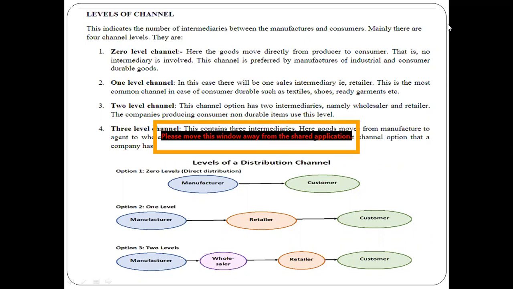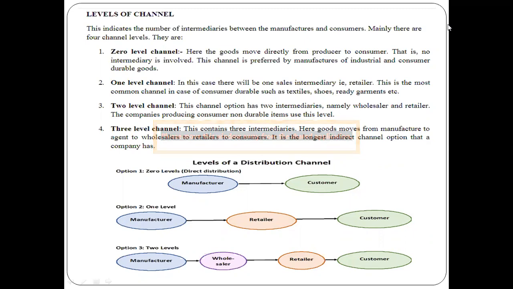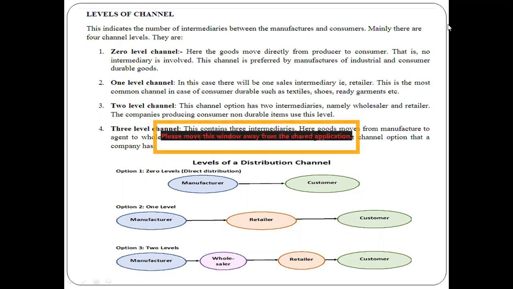The second is one level, that is from manufacturer to retailer to customers. Only one sales intermediary is present. We can say that all big format stores are acting as a retailer for a lot of brands like Vishal, Megamart, Reliance Fresh, Big Bazaar, and many more are actually working on this channel model only.